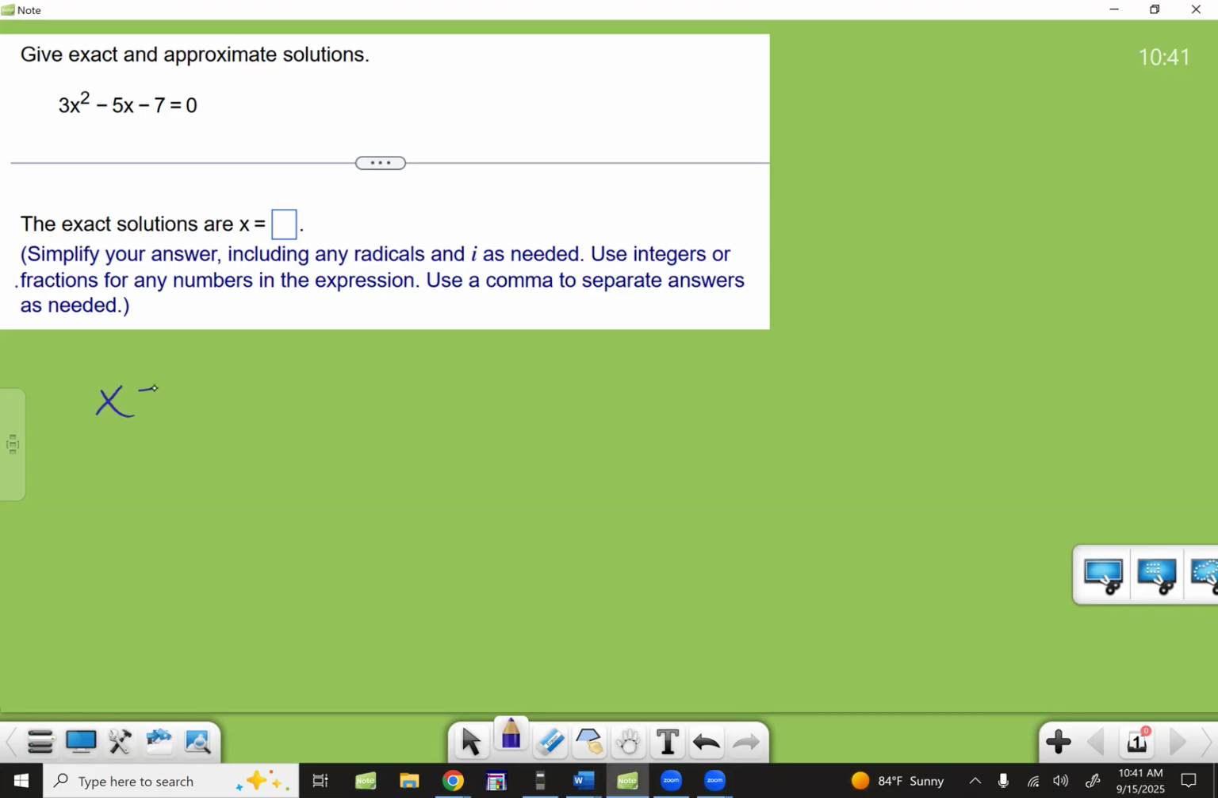I'm going to write down the quadratic formula just to ground myself. And then let me find out what my A, B, and C are. It looks like A is going to be 3, B is going to be -5, and C is going to be -7.